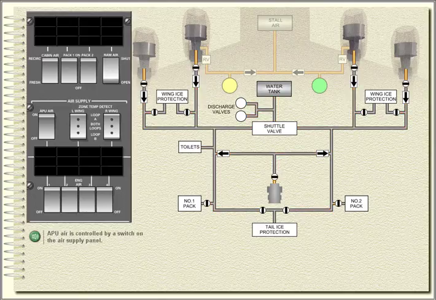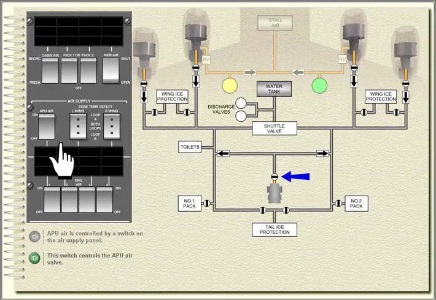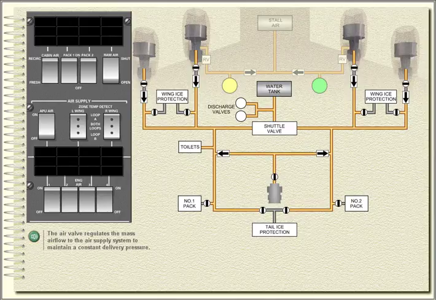Airframe ice protection cannot be supplied by the APU as it is unable to supply the volume of air required. When airframe ice protection is required, APU air must be selected off. APU air is controlled by a switch on the air supply panel. This switch controls the APU air valve. The air valve regulates the mass airflow to the air supply system to maintain a constant delivery pressure.